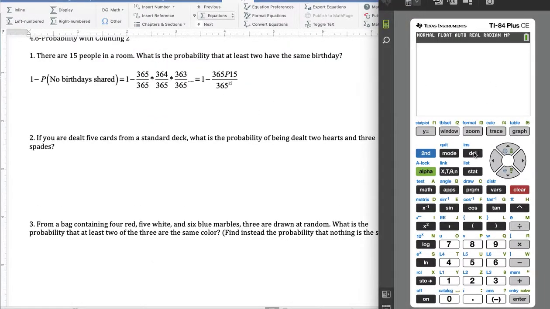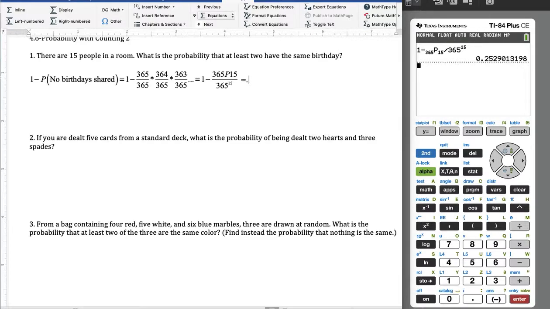I'm going to go into the calculator, evaluate that. 1 minus, we're going to do 365. Our nPr, nCr is in the calculator in the math button under prob. We go nPr. Mine shows up with the notation. Yours might not. That's okay. Divided by 365 raised to the 15th power. We've got about a 25% probability that somebody shares a birthday.